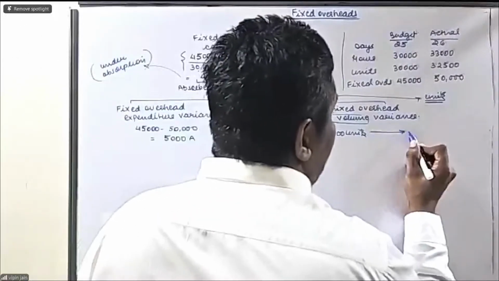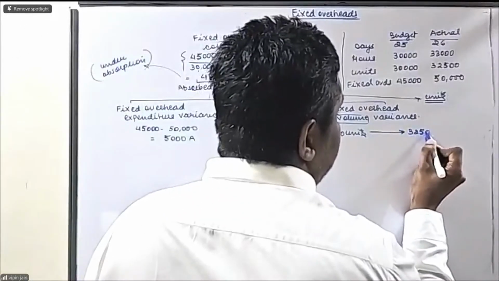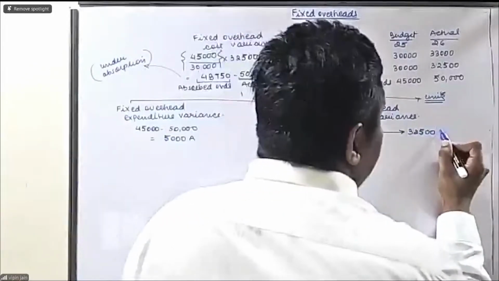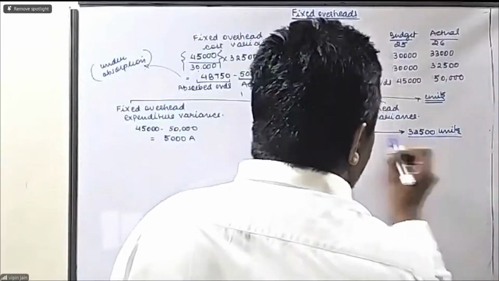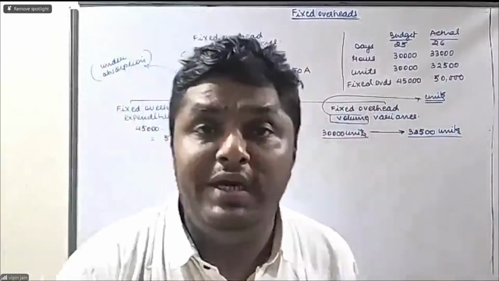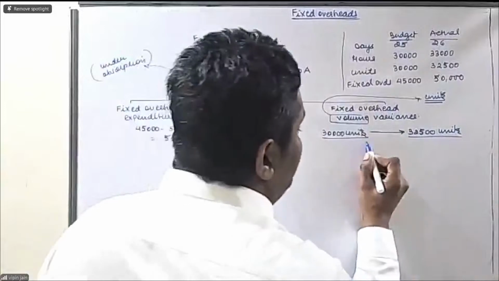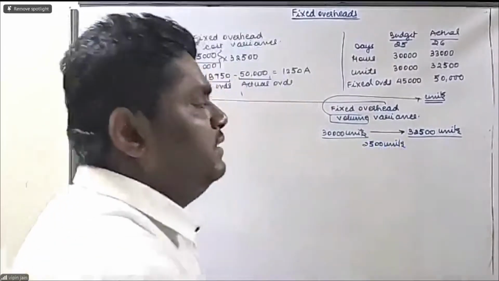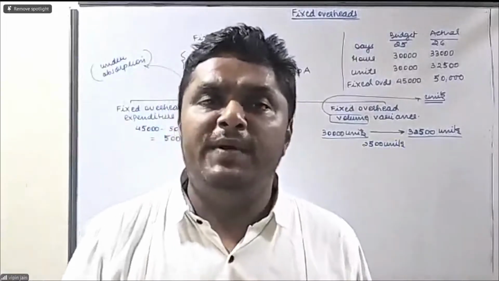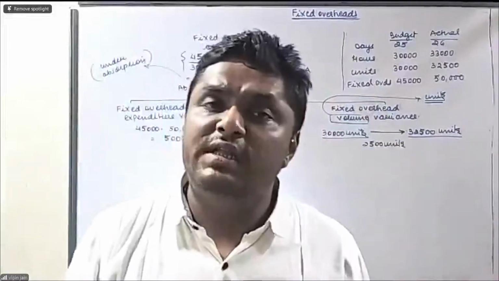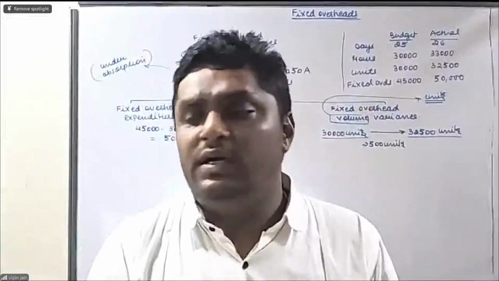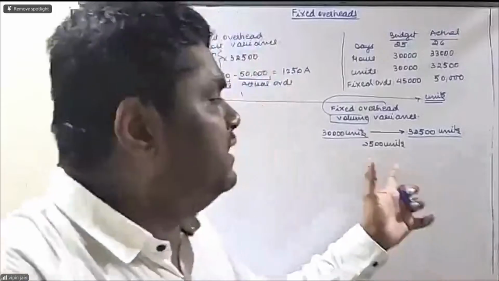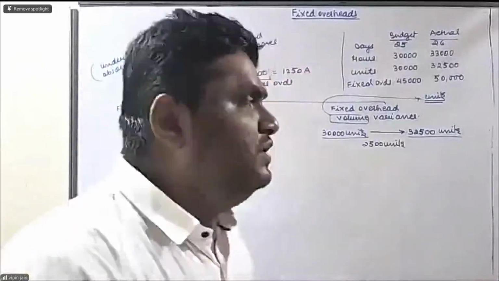But actually, we manufactured 32,500 units. We were supposed to manufacture 30,000 units, but the actual units we manufactured were 32,500. So how many units extra did we manufacture? Very simple, guys. 2,500 units extra we manufactured. It's a good sign for the company.